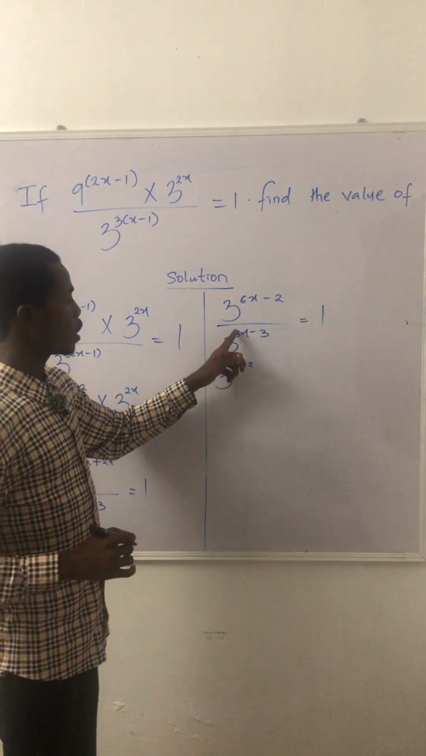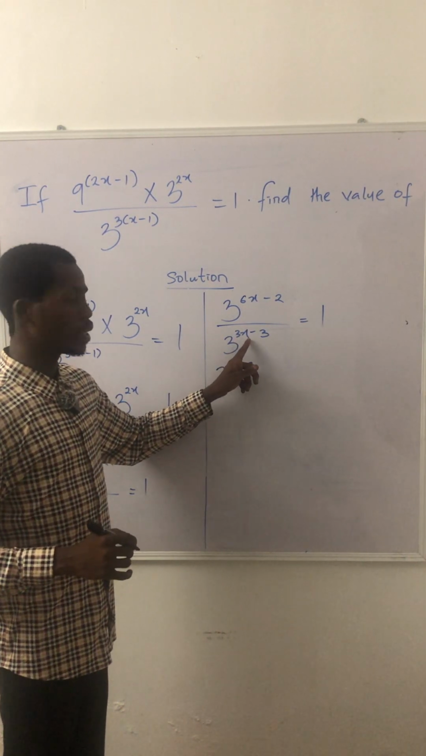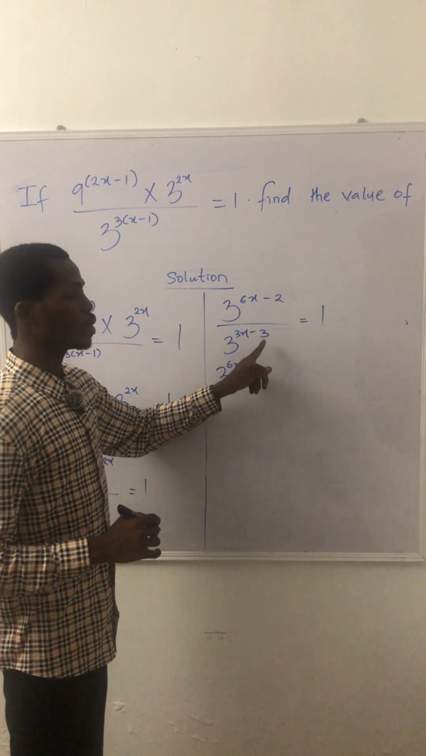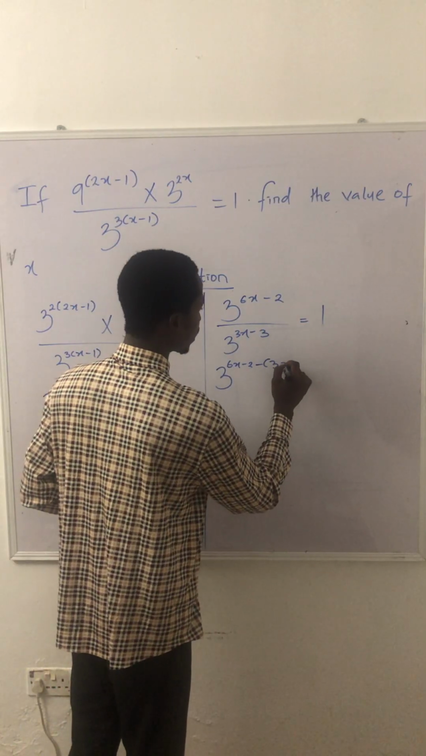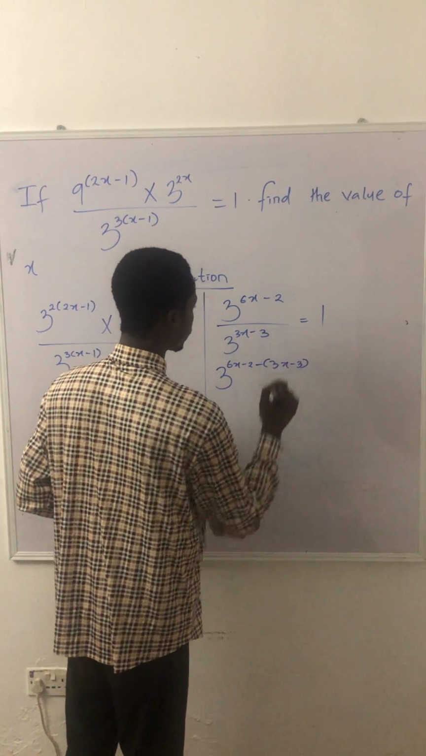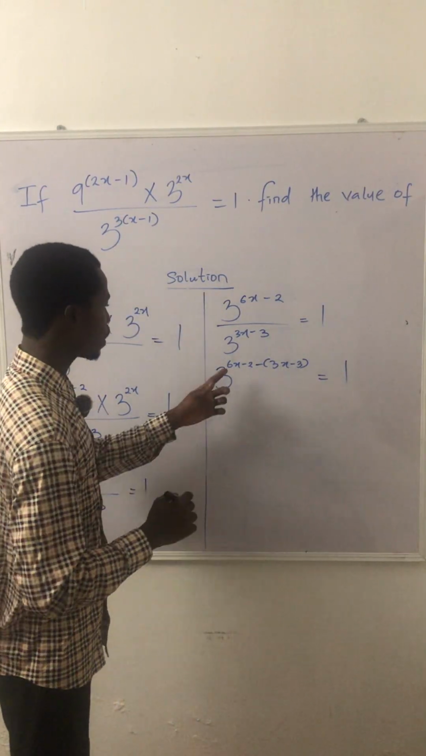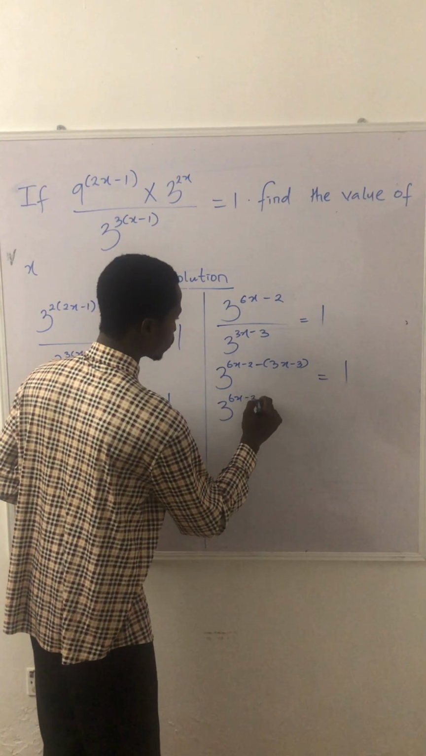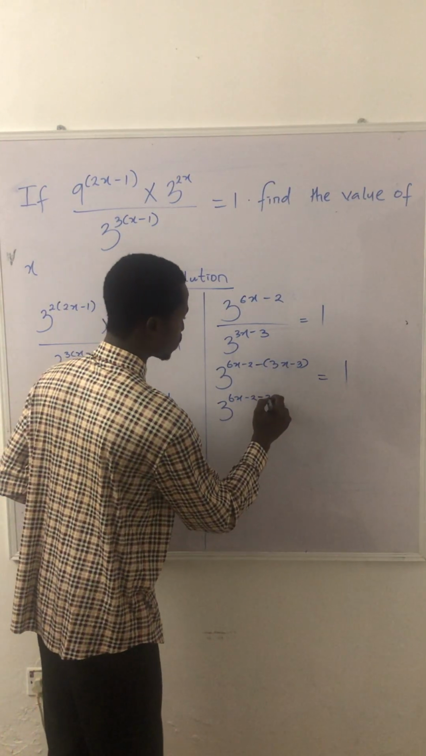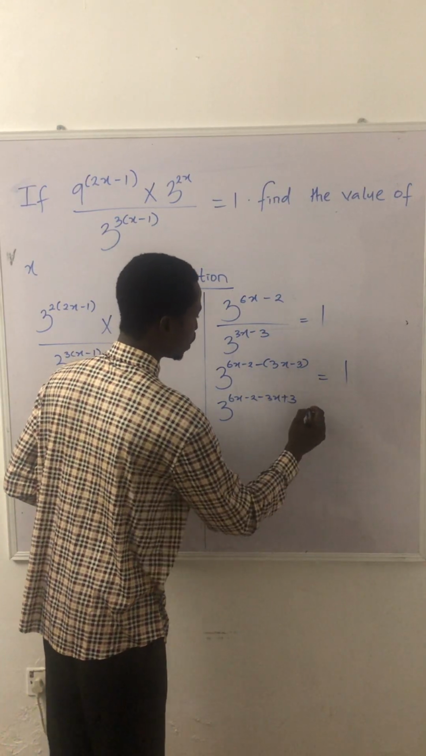Then we have to be very careful because we're having 3x minus 3. So we have to put this into brackets by the time we are subtracting. So we can have minus 3x minus 3. Then equals what? 1. So let's simplify the power. We're going to have 3 raised to the power 6x minus 2. Minus times 3x is minus 3x. Minus times minus here is what? Plus. So we have plus 3 equals what?